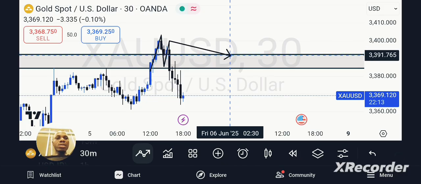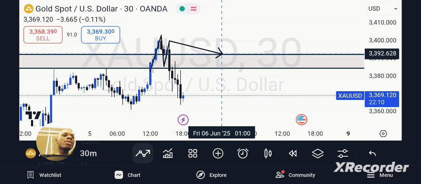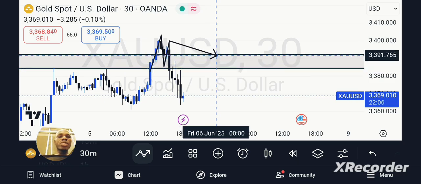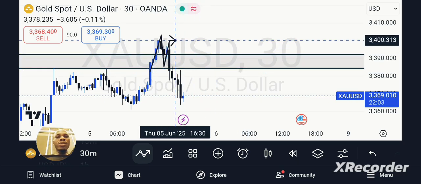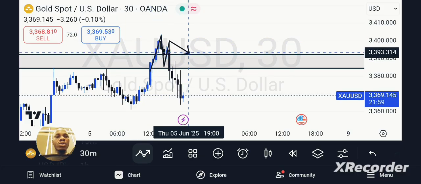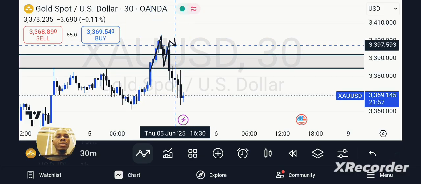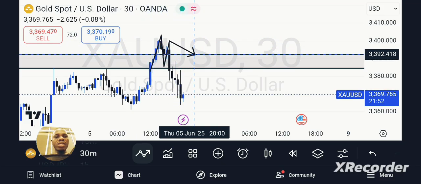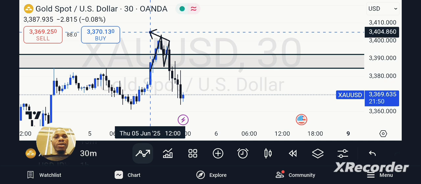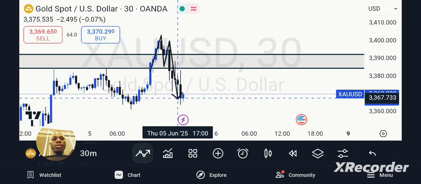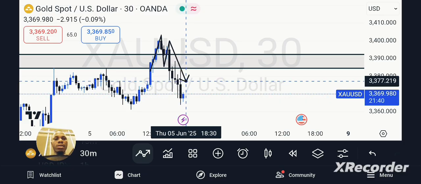It was around 3392 and 3384. So this was the selling zone, and our stop loss was above 3342. Okay, so you sell at 3392 and the stop is at 3342. So it means that you were going to risk 80 pips to make over 200 pips. Okay, guys. Yeah, to make like 300 pips.